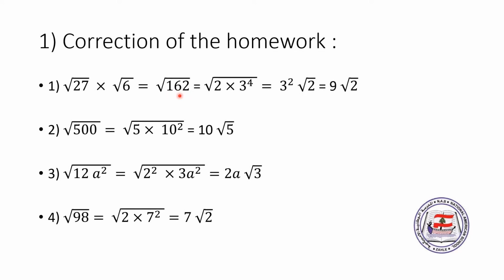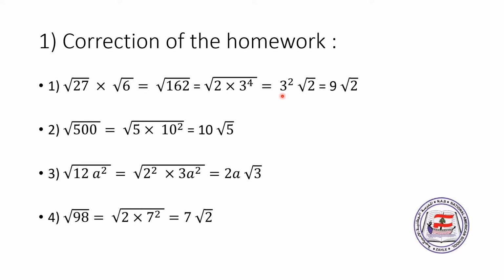Then, to simplify this writing, we need to do the prime decomposition of the number 162, and it will give 2 times 3 to the power 4. Since the base 3 is with even power 4, we can reduce the writing of the radical into 3 to the power of 2 square root of 2.